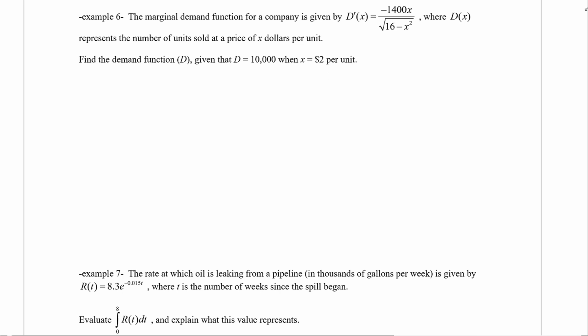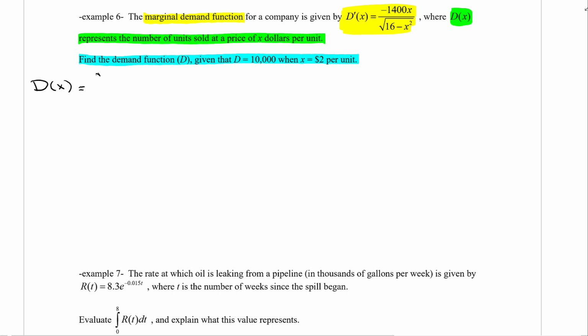So I'm going to highlight where it says marginal demand function in yellow, and I'm also going to highlight d prime of x, the whole function, in yellow. This function, d prime of x, represents our marginal demand function. If we find the integral of d prime of x dx, we're going to be able to find the demand function. It says here d of x represents the number of units sold at a price of x dollars per unit. I'm going to highlight that sentence in green, and I'm also going to highlight in blue, find the demand function d, given that d equals 10,000 when x equals $2 per unit.